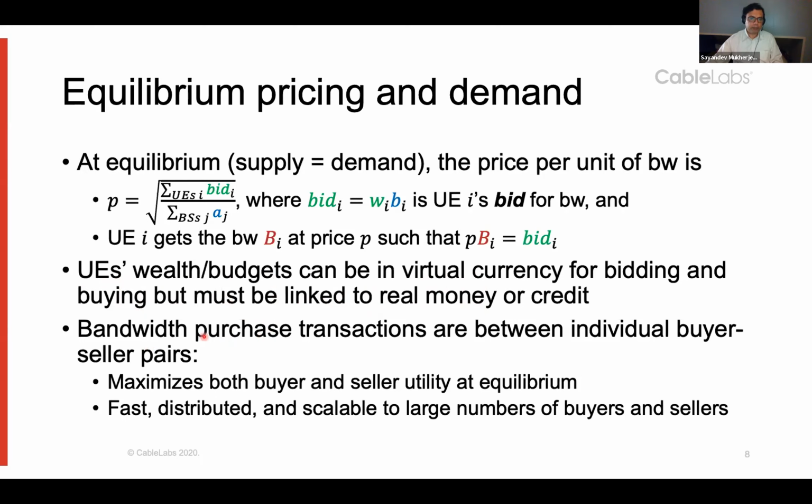Now note that bandwidth purchase transactions are between individual buyer-seller pairs. It maximizes both buyer and seller utility at equilibrium. And because of the nature of these transactions, just being individual between individual pairs, they're fast, they're distributed, they're scalable to large numbers of buyers and sellers.